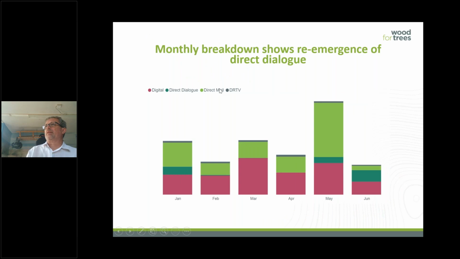Looking at that in terms of a monthly breakdown, I just wanted to show this, as it's interesting to see in those last couple of months, May and June, that return of direct dialogue coming back into the picture, which is really encouraging to see. A little bit of a blip there in January, as some direct dialogue was allowed, fell again, but then certainly returning back.